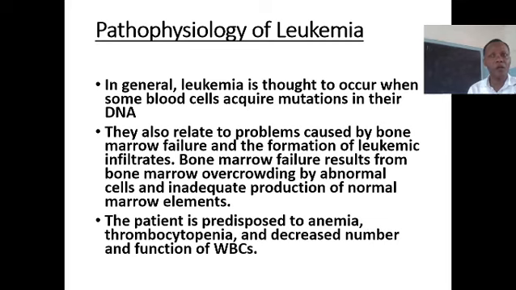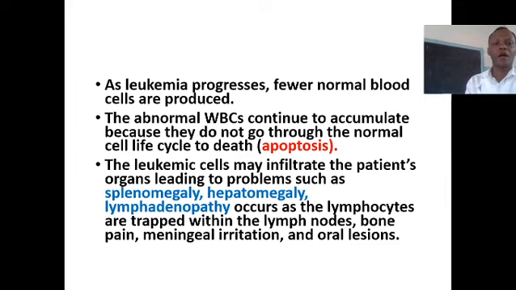A bone marrow failure results from bone marrow overcrowding by abnormal cells and inadequate production of the normal marrow's elements. The patient is predisposed to anemia, thrombocytopenia, and decreased number and function of white blood cells. As leukemia progresses, fewer normal blood cells are produced because the area is crowded.